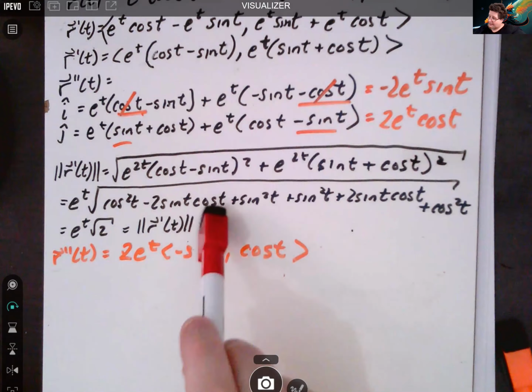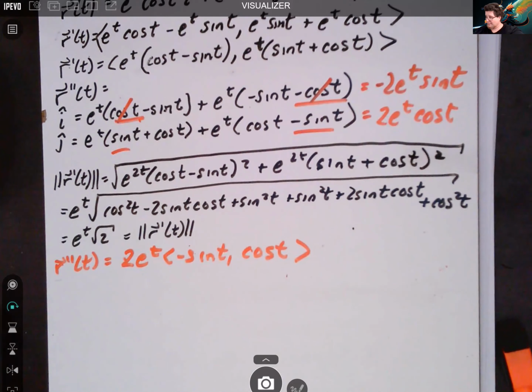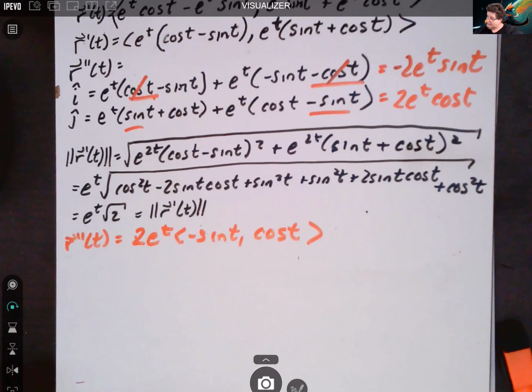This part's still the same. That's still the magnitude of R prime. This would have been a pain to do if we didn't clean it up. Keep that in mind if it shows up on the test. I don't remember what my test problems look like, because I kind of just throw numbers at the dartboard and see what sticks, and that's what you get for the test.